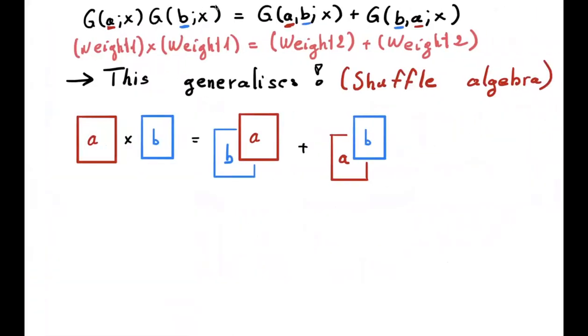Namely, as the name says, it is the algebra structure behind the idea of shuffling cards. So imagine, for example, you have two decks of cards. You have a deck of cards with a card labeled A, and a deck of cards with a card labeled B. What are all possible ways of shuffling these two decks of cards? Well, there are only two possibilities. Either you put the card A on top of the card B, or the card B on top of the card A.